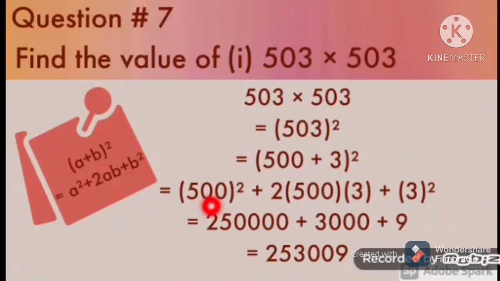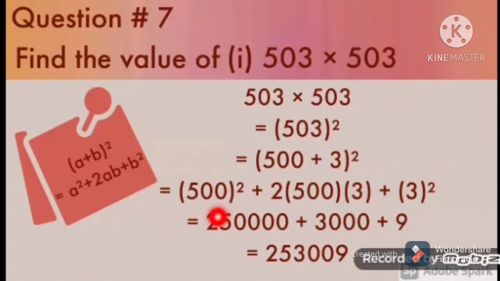First of all, we will make the formation in the form of brackets. This is a square plus 2ab plus b square. Then we will put the values in the brackets. The value of a is 500, so here we will put 500. A square will be 500 square, plus 2ab, where the value of a is 500 and the value of b is 3, plus b square. The value of b is 3, so 3 square. Now we will solve these brackets.